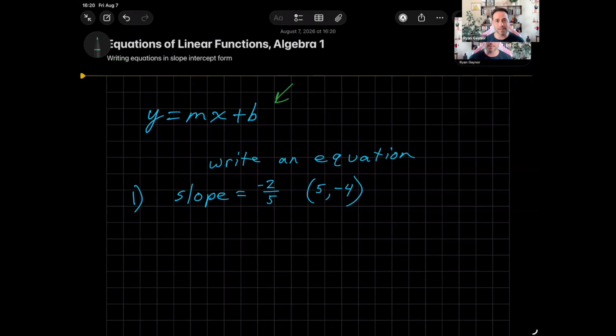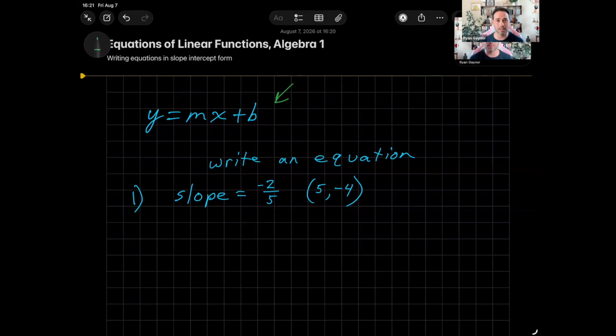Now the m stands for slope, and slope is rise over run. What that means is we're going to rise, so up or down for the y, and then run for the x, left or right. Very important that you use those words, up or down, left or right.